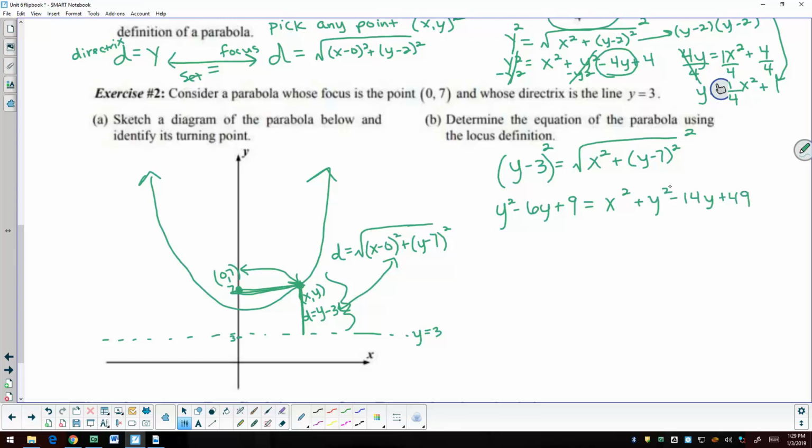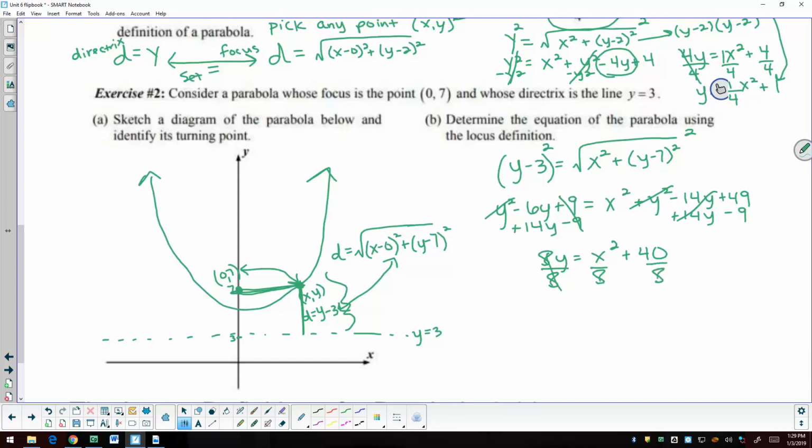Now again, the y squareds will cancel out. That will always happen because if you start to move the y's to one side, the y squareds will go away. Now let's bring this negative 14y over to this negative 6y by adding it over. And then we're going to subtract this 9 over to this side because we want to get y all alone. So this is 8y equals x squared plus 40. And then the last step is to divide everything by 8.